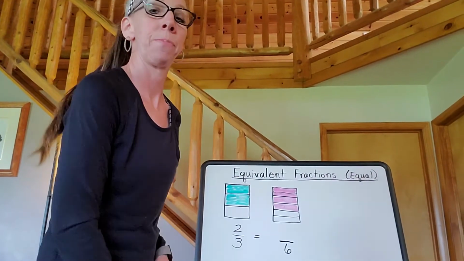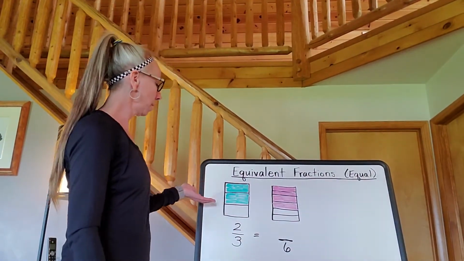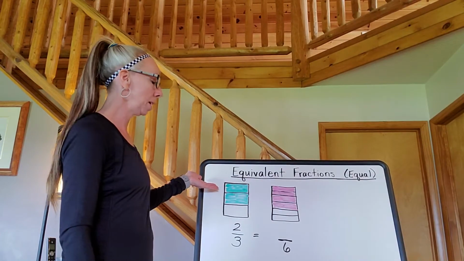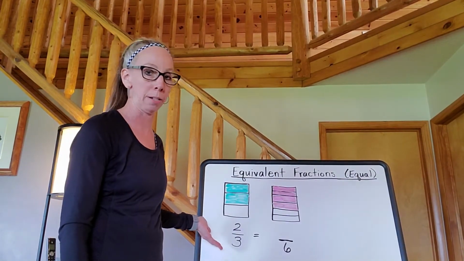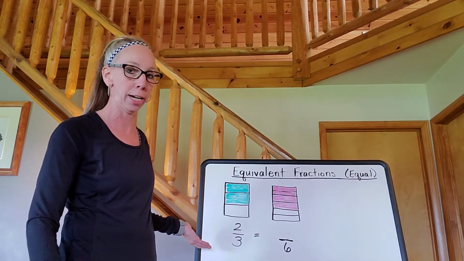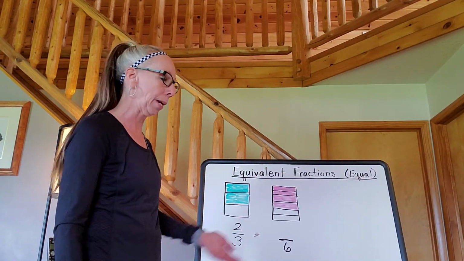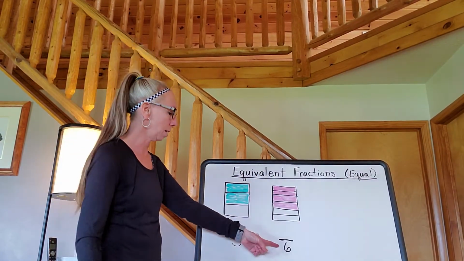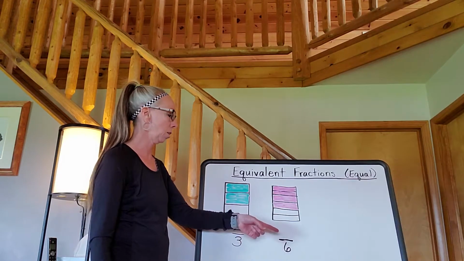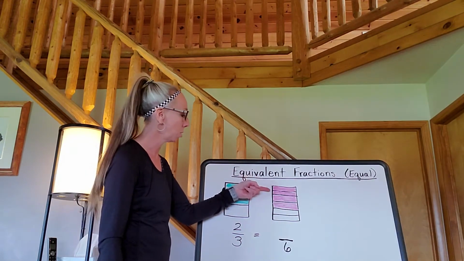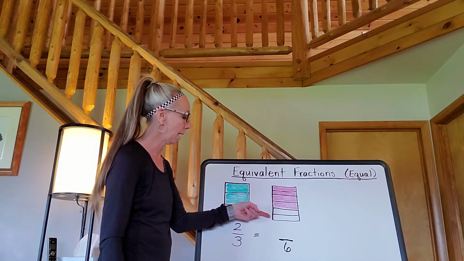Let's try this again. So we have 2 fractions. We said the first one is 2/3. 2 pieces are shaded out of 3 total parts. So 2/3 of the rectangle is shaded. We need to now compare it to the pink one. So it tells us the denominator. The denominator says there are 6 pieces. 1, 2, 3, 4, 5, 6.